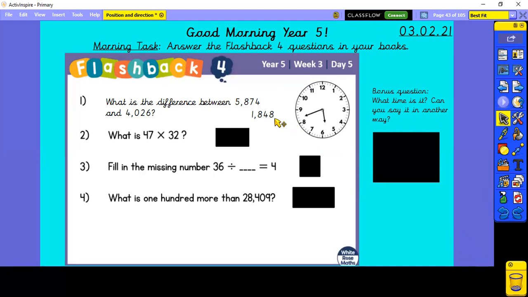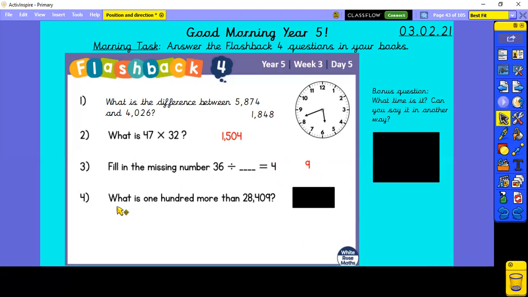Question 2. What is 47 times 32? So you could have used your column method and remembered your magic 0 to get the answer 1,504. Question 3, fill in the missing number to 36 divided by something equals 4. And if we think about our 4 times table and what we multiply to get 36, our answer is 9.